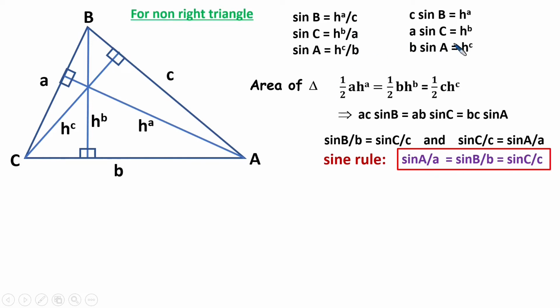I rearrange these and substitute, and I get HA equal to C sine B, HB equal to A sine C, and HC equal to B sine A. So the areas become half AC sine B, half AB sine C and half BC sine A. All these halves are common, so I can multiply by 2 and cancel them. I need not write the 2. I can rearrange, and from here I get this, and from this I get this. So this is the sine rule.